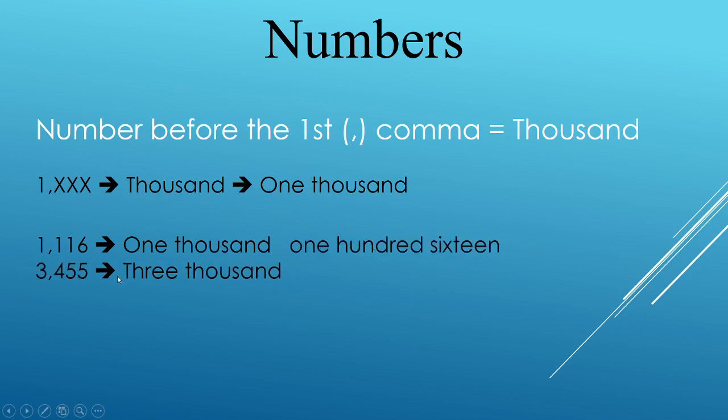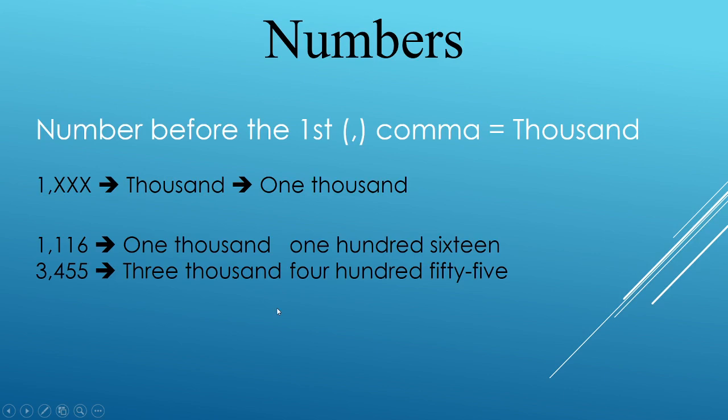116. Right here, with this number, we'll be saying 3,000, because we have the comma right here, 3,000. And then we say the last three numbers. This one will be 455.